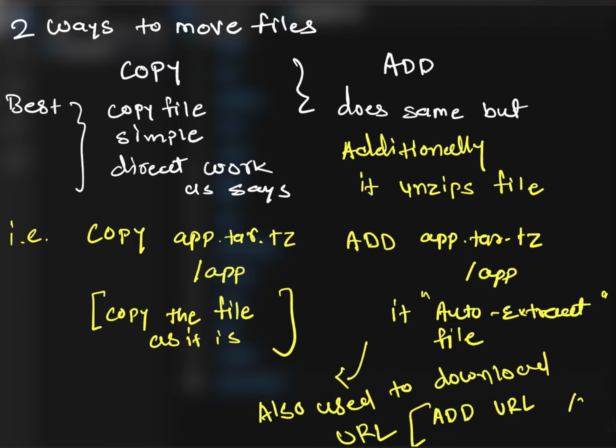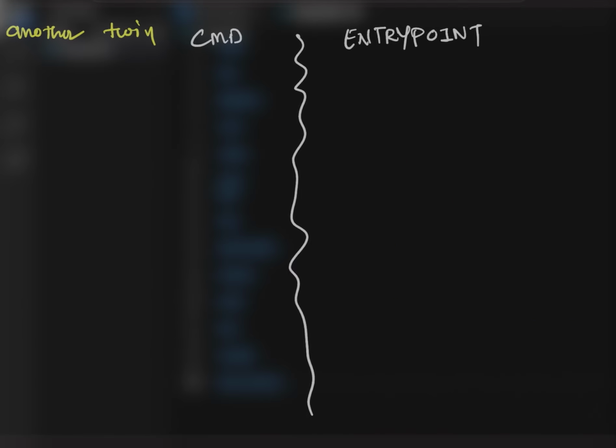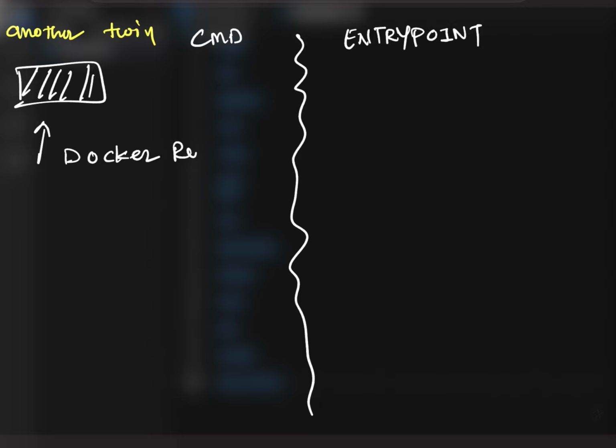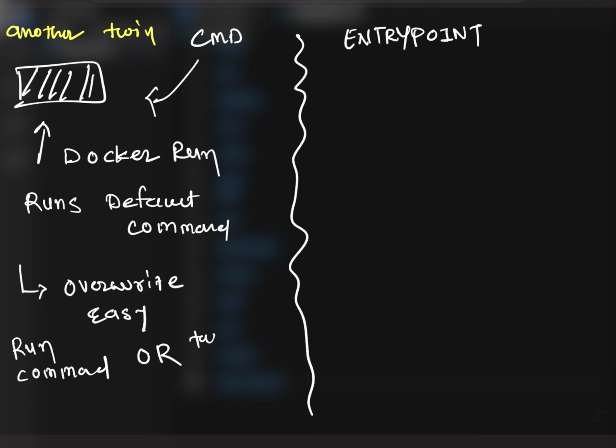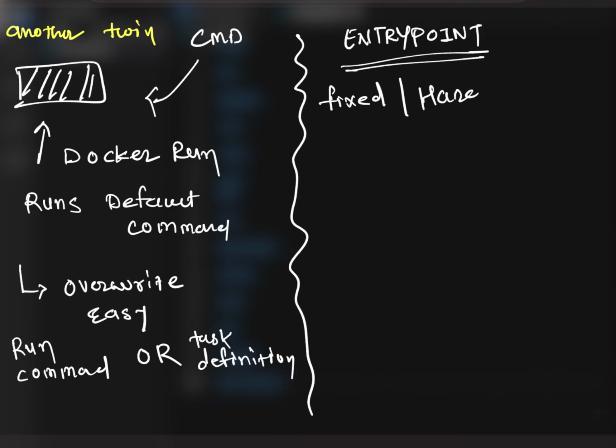Then there is another twin in the Docker family: CMD and ENTRYPOINT. CMD is basically the default command Docker runs at the end, and it can be easily overridden via the docker run command and other task definitions. ENTRYPOINT does the same, but it is fixed and hard to override. If you want to use something that is not replaceable, then we can use ENTRYPOINT.